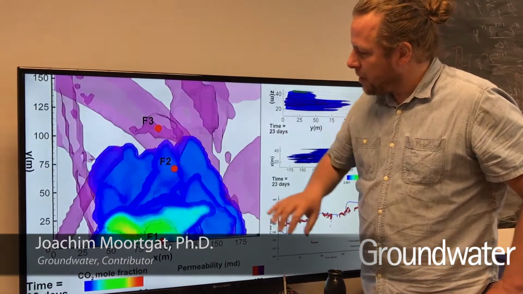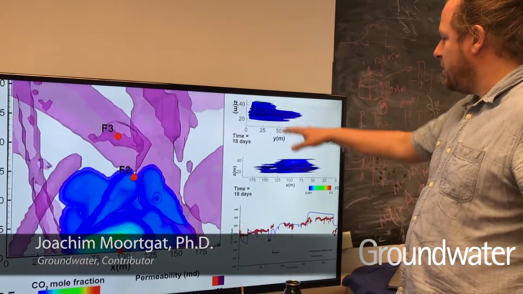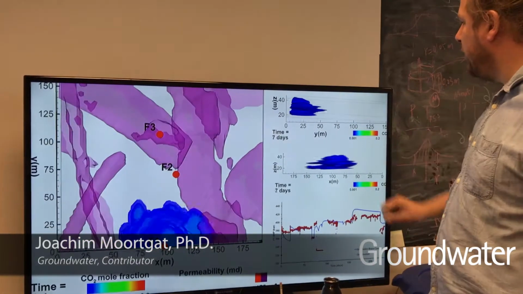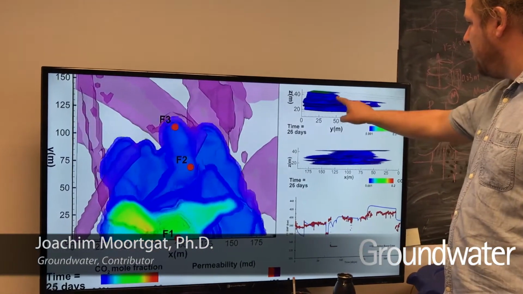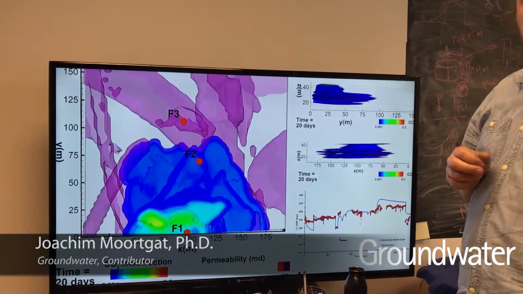This is like kind of a top view of the simulation. It's going through these high permeability channels here. These are side views, so you can see it's also very layered if you look at a cross section. So in this case, you see a lot of CO2 kind of goes through the middle of the formation, doesn't really go much to the top.